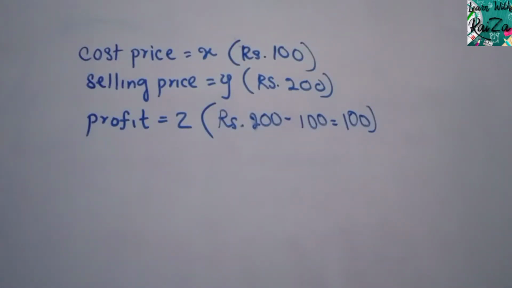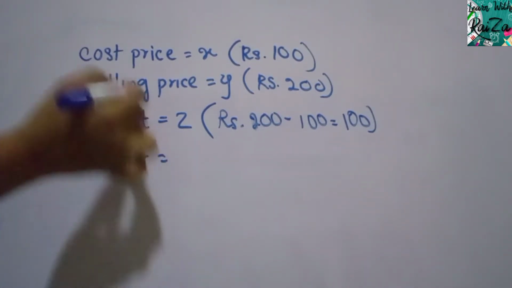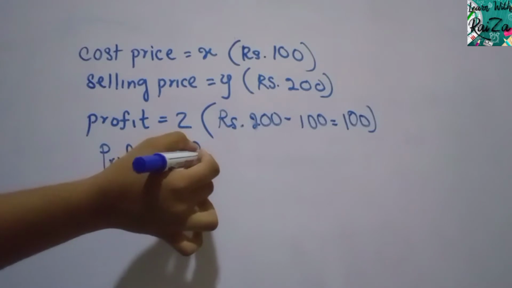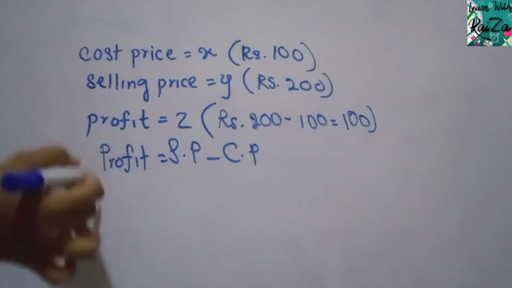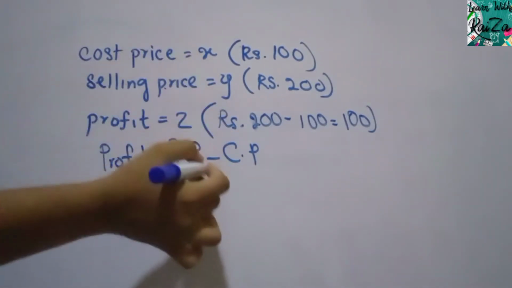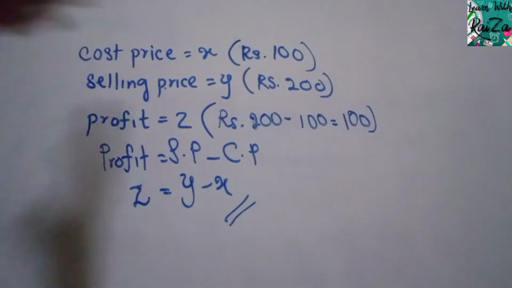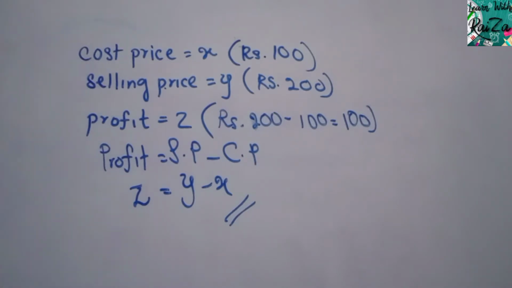That's not the answer. If they ask you to construct a formula in terms of X, Y and Z to find the profit, what will it be? Profit equals selling price minus the cost price. So here Z equals profit, selling price is Y, cost price is X. This is the formula. Using this formula, we can also find the selling price or cost price if they have given certain values.